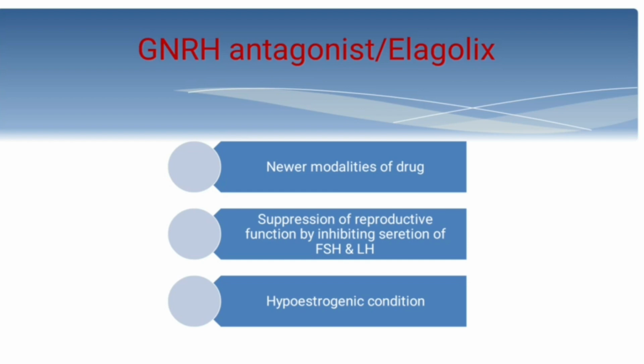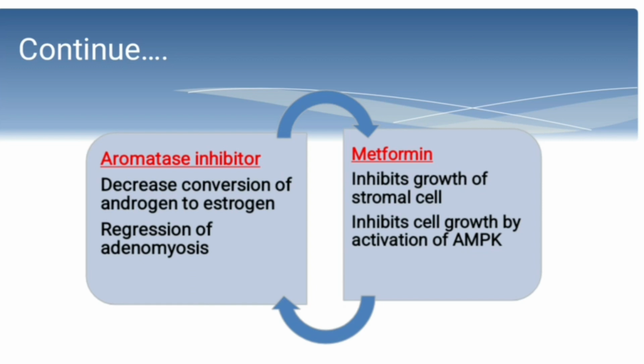Now the GnRH antagonist, most popular is elagolix. It is a newer modality of drug. It causes suppression of reproductive function by inhibiting secretion of FSH and LH hormone, and it produces a hypoestrogenic condition. Now the newer drugs we use are aromatase inhibitor and metformin.